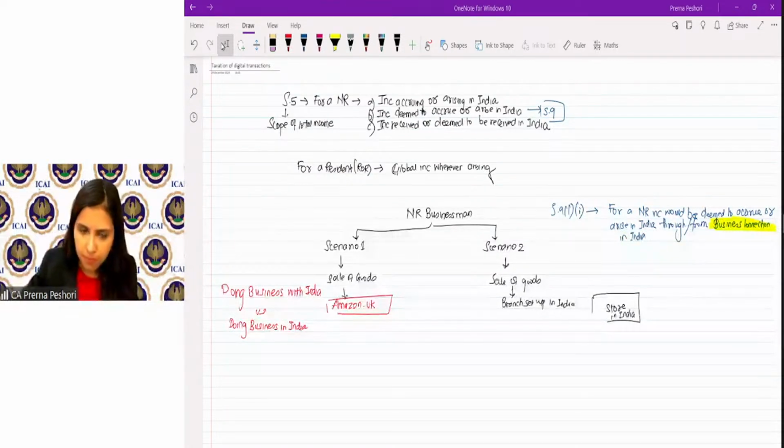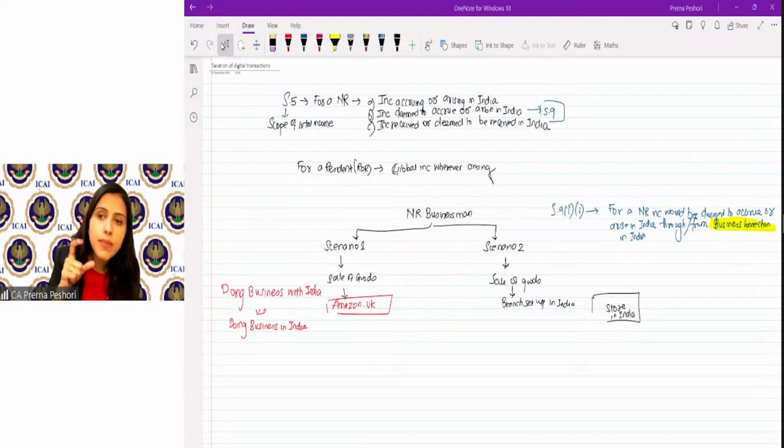If you look at the current provision, which requires the business connection, business connection, as I said, is not defined under the Income Tax Act, but has been interpreted by the courts in several judicial decisions to mean that there has to be a connection between the activities carried out in India and the income generated therefrom. Now, in scenario 1, if you just apply the existing tax laws, the income of the non-resident will not be deemed to accrue or arise in India. Because in this case, I am doing business with India.